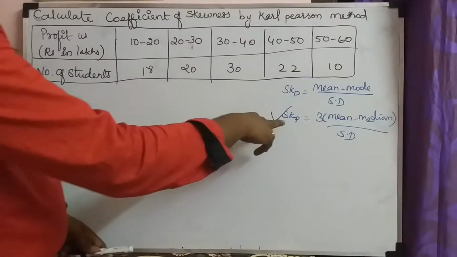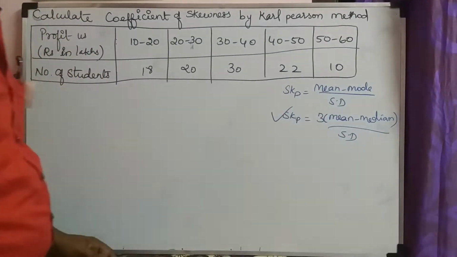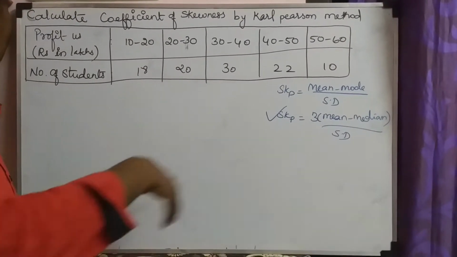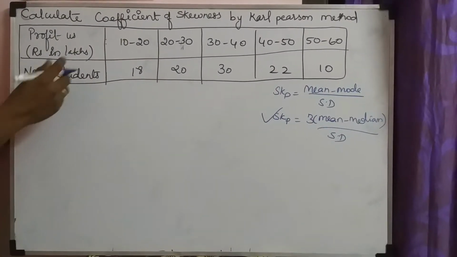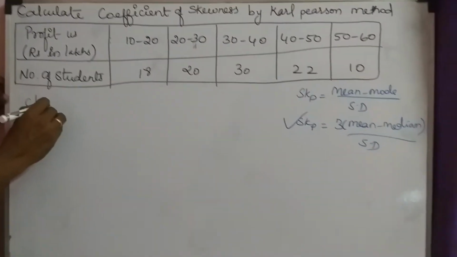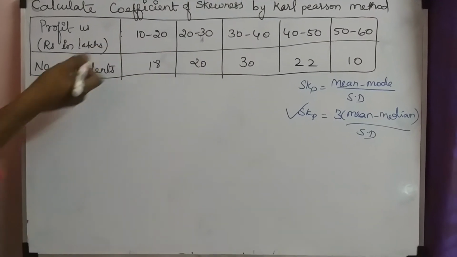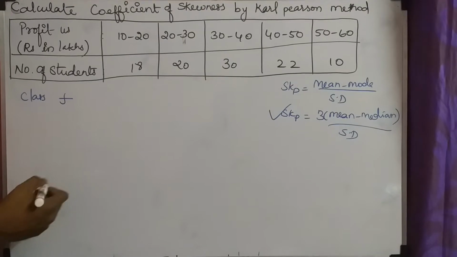To find the Karl Pearson coefficient of skewness, we first need the mean, median and standard deviation. So what are the table columns? First write the class. This is a continuous interval, so write the class as it is. If it is not continuous, we find the true class. Then the number of students is assigned as the frequency.